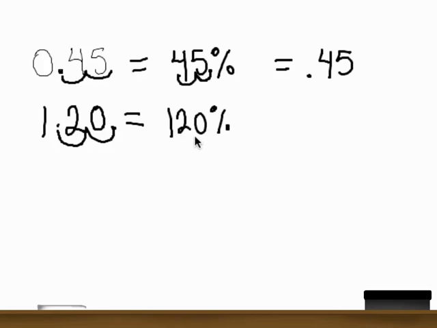Changing 120% back into a decimal, all you're doing is moving this decimal point 2 places to the left, and that will give you 1.20 or 1.2.